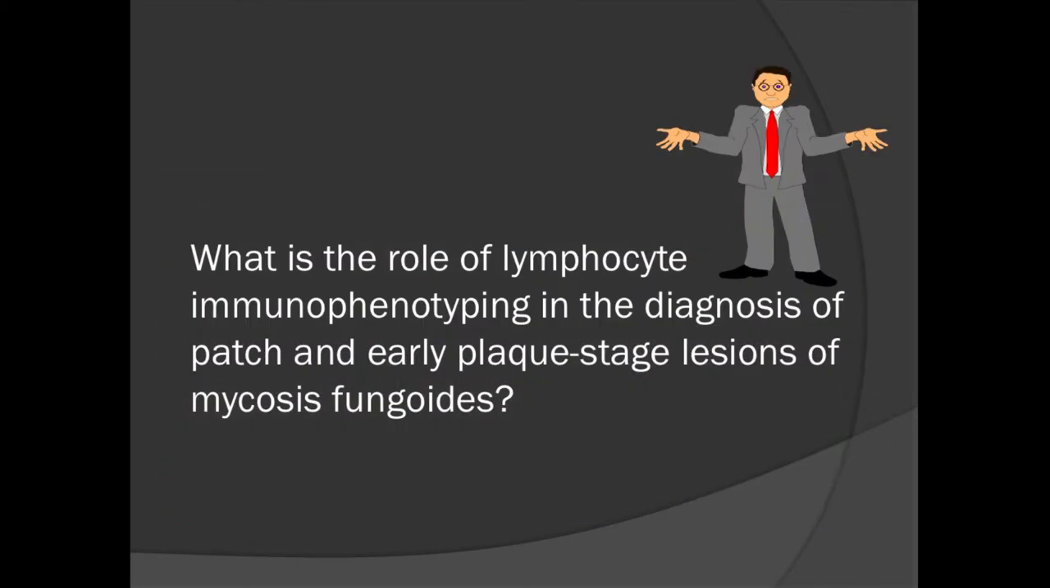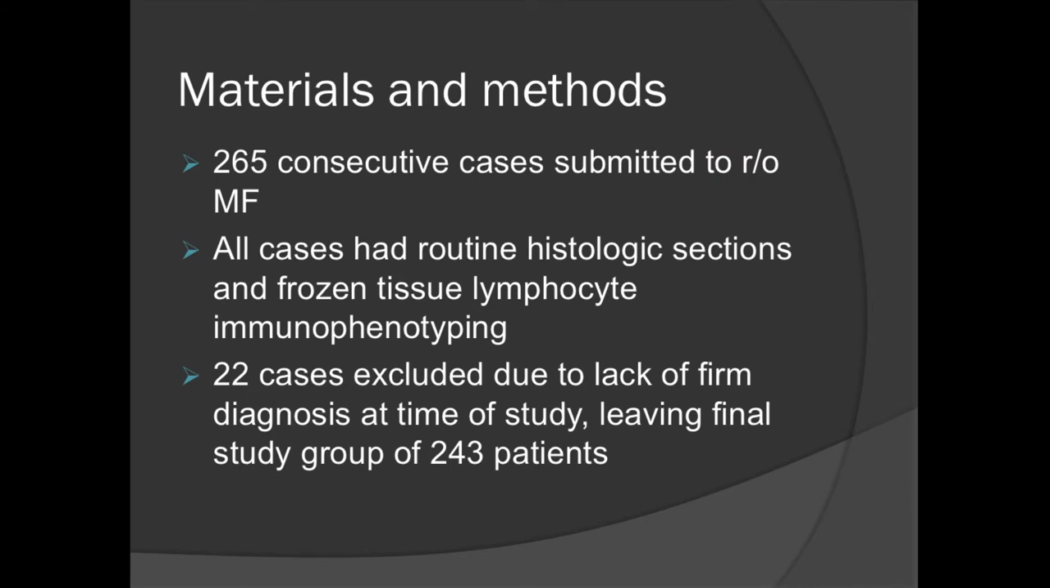What is the role of lymphocyte immunophenotyping in making the diagnosis of these early lesions? This should be easy, right? Look at the number of cases. We had 265 consecutive cases submitted to rule out mycosis fungoides over this period of time. All of these patients back then, we used frozen tissue. We wouldn't anymore, but when we did this study, we did. We got rid of 22 cases because we really could not figure out what those patients had, and we wanted this to be pure as best we could.